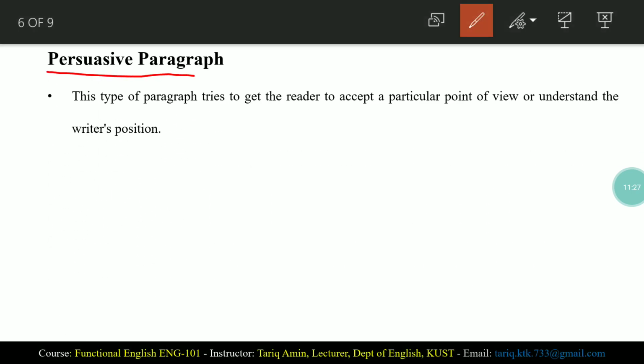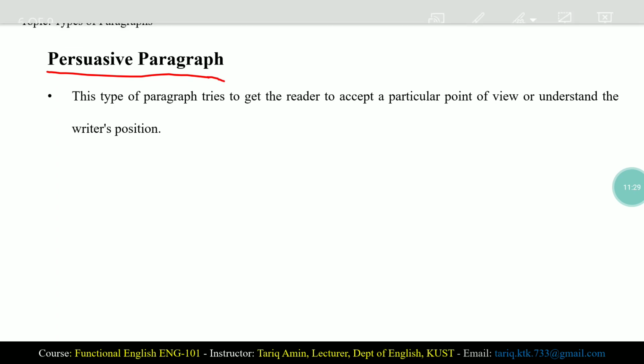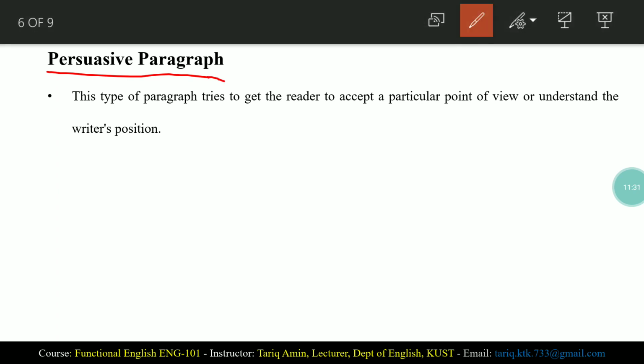Persuasive paragraph. This type of paragraph tries to get the reader to accept a particular point of view or understand the writer's position. In a persuasive paragraph, you usually state a particular point, and you want your reader to accept that very point of view.